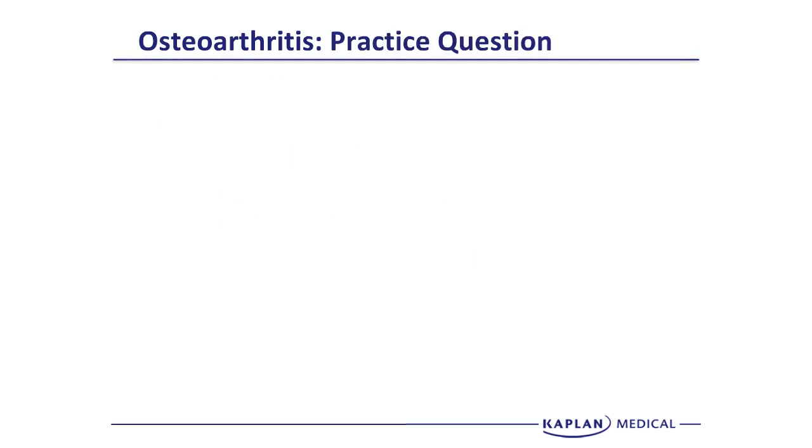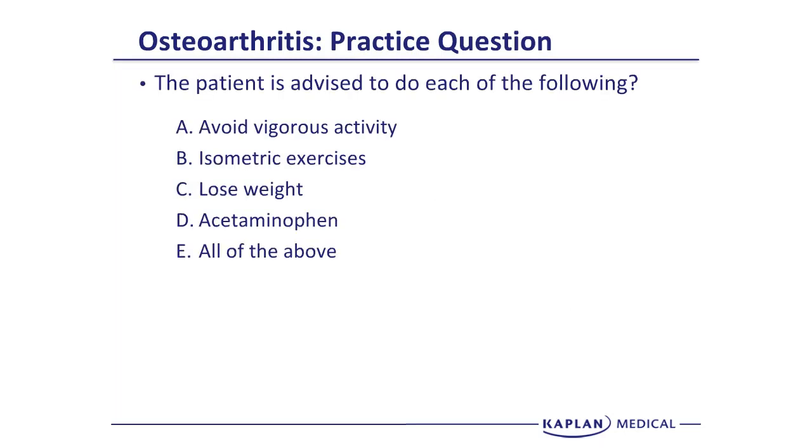Now let's look at another question here. The patient is advised to do which of the following? Avoid vigorous activity. Well, we know that in osteoarthritis, vigorous activity is going to cause damage to the joint. The patients are going to feel more joint pain, and so it is advisable to avoid vigorous activities in these patients. Now, isometric exercises with very little motion of the joints against resistance are much better to strengthen the muscle around the joint.